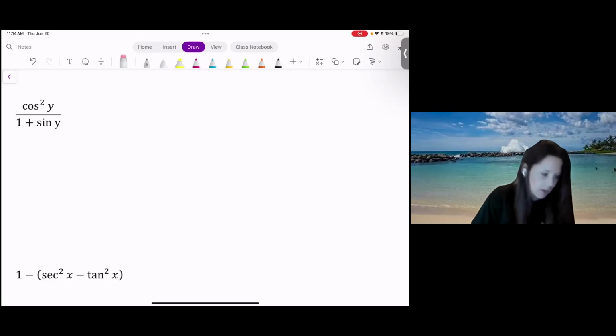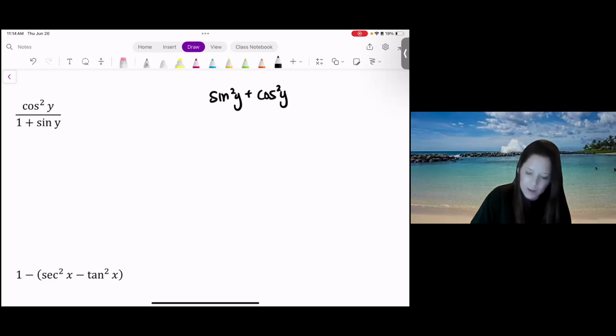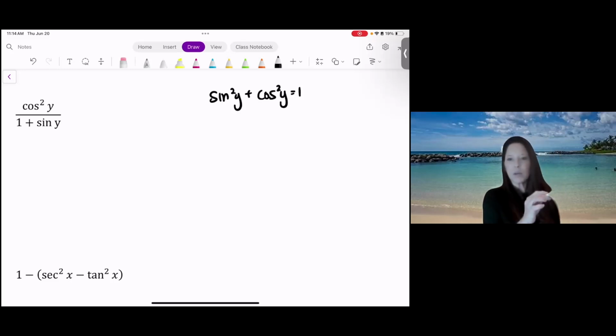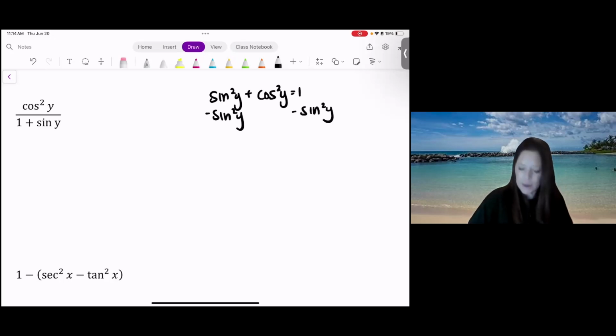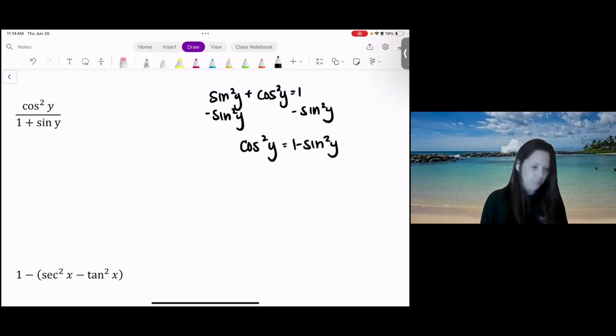So sine squared of y plus the cosine squared of y is equal to 1. In the numerator, I have cosine squared. That means I want to go ahead and get cosine squared by itself in this identity by subtracting sine squared y, which means you can manipulate your Pythagorean identities. And I then have that the cosine squared of y is equal to 1 minus sine squared of y. I'm going to go ahead and substitute that into the numerator instead of cosine squared y.